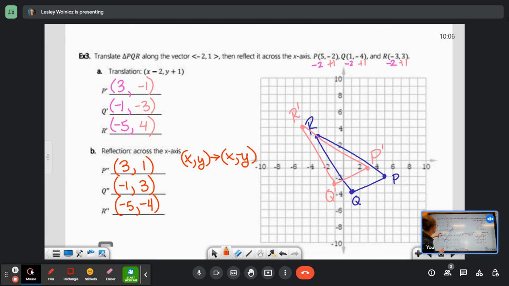Okay, so P prime is going to go to 3, +1. This is P double prime. Now Q double prime is at -1, +3. And R double prime is at -5, -4. R double prime.